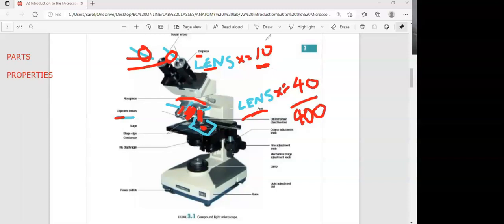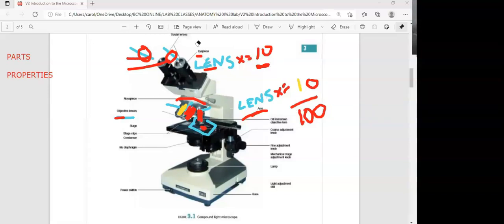Let's say you change this one to this one, for example this one right here. Let's say that one is 10. So you will change this to 10 right here, right? So instead of 40, that will be 10. What will be the total magnification? Then the total magnification would be 100. You can see right there.